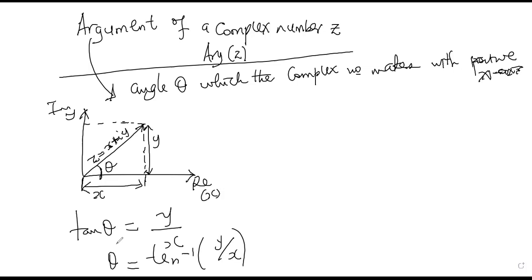Now for a given complex number, there will be infinitely many possible values of the argument, any two of which will differ by a whole multiple of 360. So basically, theta is the argument of a complex number Z, or the amplitude of Z. Now, for principal values from your trigonometry, we shall be taking negative pi less or equal to argument of Z less or equal to pi.